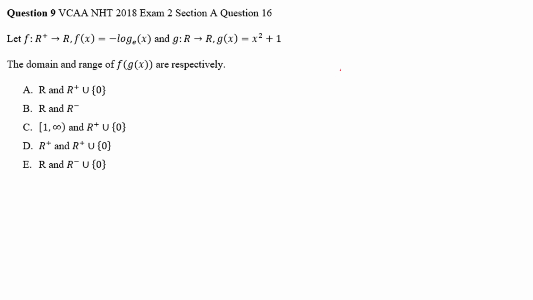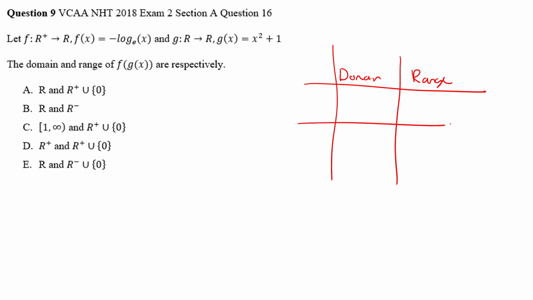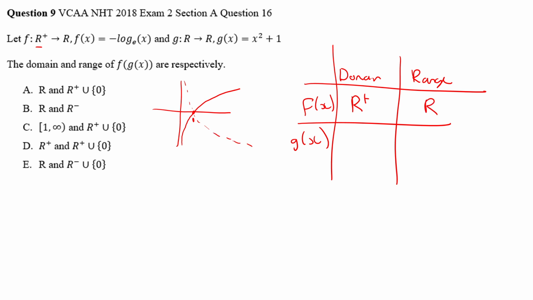So the first thing I'm always going to do is write down the domain and range of each of my functions. Let's look at f of x and g of x. f of x states the domain as positive real numbers. Based on our understanding of logs, it is going to go through here at 1 and go all the way up. It's got a negative, so it's going to go the opposite way and go down. But my range here is all real numbers.